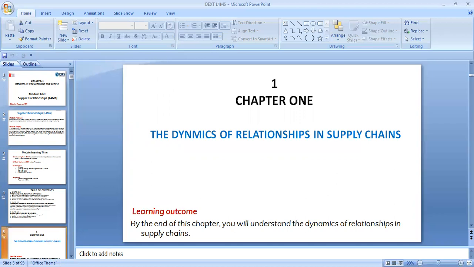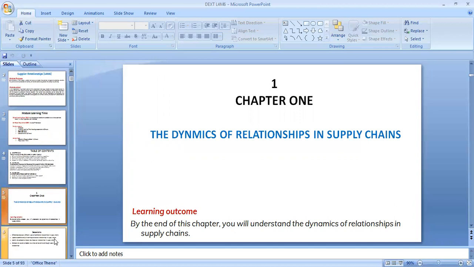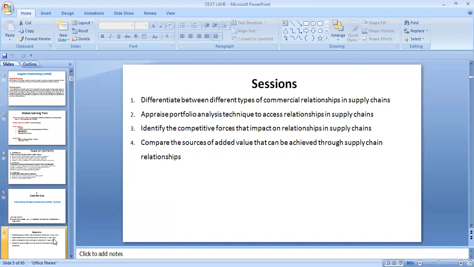We have about 4 sections in it. The very first one is for us to learn how to differentiate between different types of commercial relationships in supply chains. Number 2, appraise portfolio analysis techniques to assess relationships in supply chains. Number 3, identify the competitive forces that impact on relationships in supply chains. Number 4, compare the sources of added value that can be achieved through supply chain relationships.